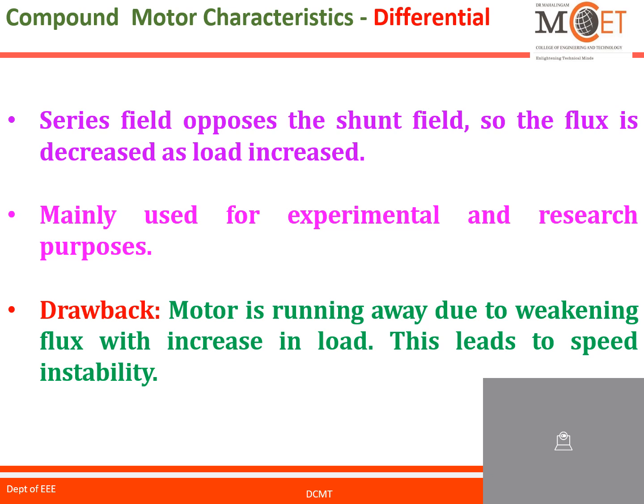Okay, in this type of differential compound motor, the series field weakens the main flux. So when the load increases, the flux decreases, which causes the speed to increase. Okay, so that's why this motor becomes unstable. That's why the differential compound motor is mainly used for some laboratory experiments, rather than industrial applications. That is the main drawback of the differential compound motor.